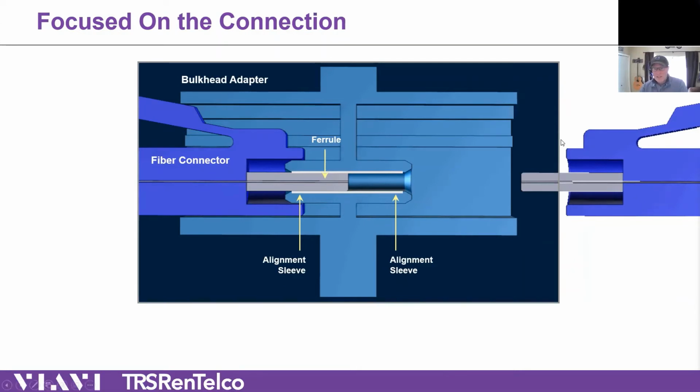This picture here is 2 connectors. We'll call them LCs because that's what I'm used to dealing with, with a mating sleeve in the middle, or a bulkhead adapter, or an LGX panel. They're all the same. A piece of plastic with some areas for these things to clamp into. And then a sleeve right here, which is open.